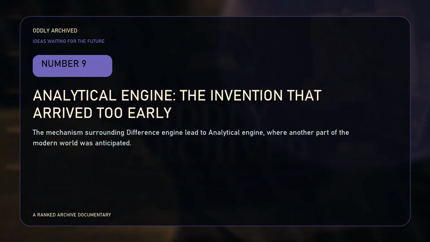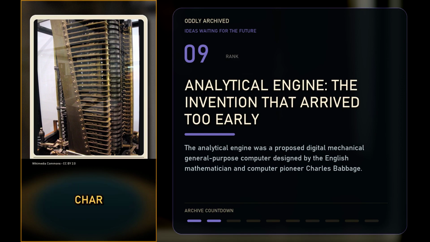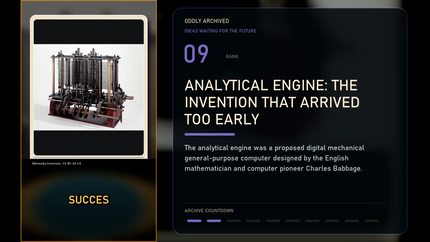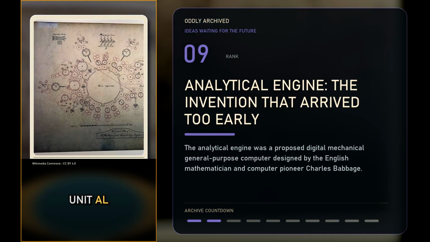At number 9, the analytical engine, the invention that arrived too early. The analytical engine was a proposed digital mechanical general-purpose computer designed by the English mathematician and computer pioneer Charles Babbage. It was first described in 1837 as the successor to Babbage's difference engine, which was a design for a simpler mechanical calculator.